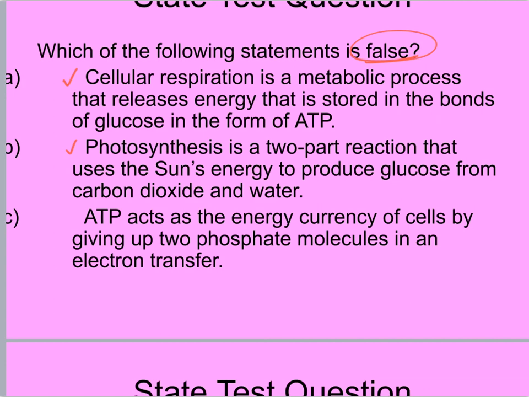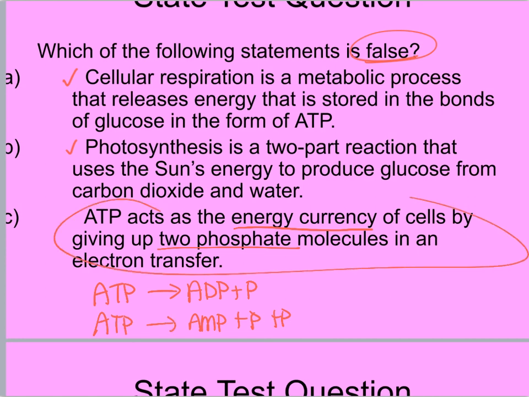ATP acts as the energy currency of cells by giving up two phosphate molecules in an electron transfer. And then your last choice, ATP acts as the energy currency of cells by giving up two phosphate molecules in an electron transfer. Well, ATP does act as the energy currency, but it doesn't always give up two phosphates. That would be ATP to ADP plus phosphate. That's typically what happens. You wouldn't do AMP plus phosphate plus phosphate. So basically, they're saying you would skip a step. So this would be the false answer.